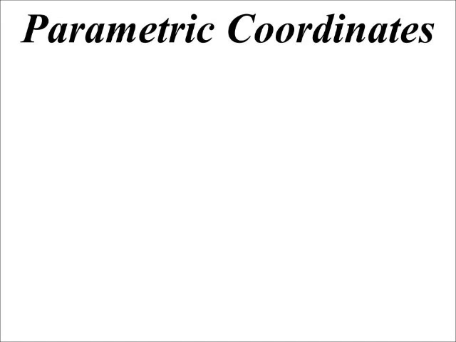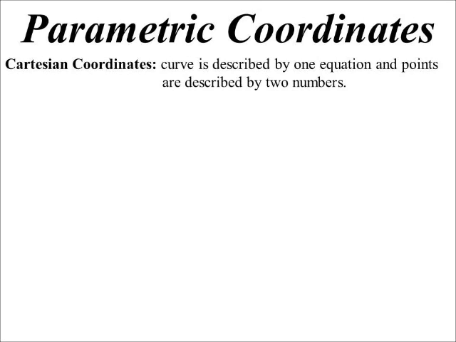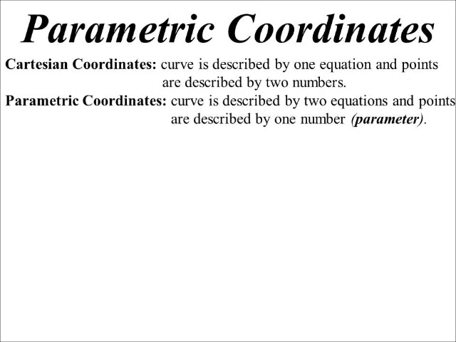So now let's move on to, I guess, the three-unit idea, and this idea of parametric coordinates. Now, Cartesian coordinates is what we're used to seeing on the number plane. And as you know, we describe a curve on the Cartesian number plane with one equation, and then the actual point we describe with two numbers, the coordinates.